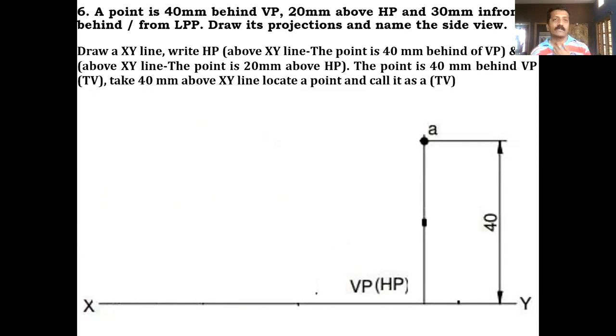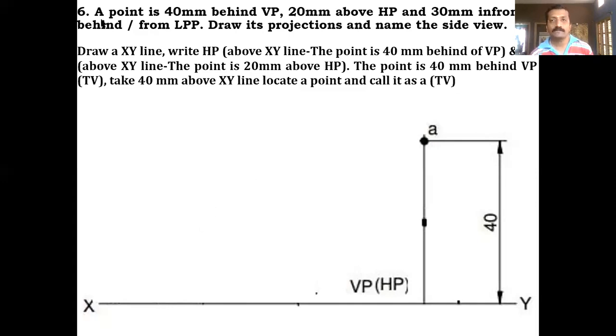Okay. Coming to the last one: a point is 40 millimeter behind VP, 20 millimeter above HP, and 30 millimeter from LPP. Draw its projection and name the side view. So the same concept, the same method we will use. It is 40 millimeter behind VP and 20 millimeter above HP. Which quadrant does it come in? Above HP, behind VP. It comes in the second quadrant. Correct? So let me start with the first information.